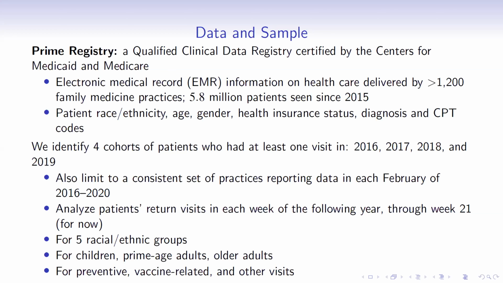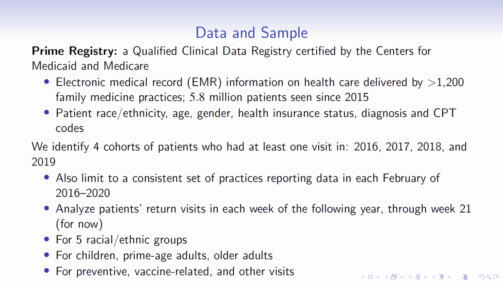Because this data is relatively new and there's some variation in which practices report in different years of the data, in order to make sure that our results are not being driven by practices that are dropping out, and maybe those practices are located systematically in places that have different racial or ethnic compositions, we're going to limit our analysis to a consistent set of practices that are reporting data in each February of 2016 through 2020, right? We're focusing on February because that's the last month pre-pandemic. So we're looking at the practices that have been in the data every February of every year, and looking at what happens to patients of those practices.